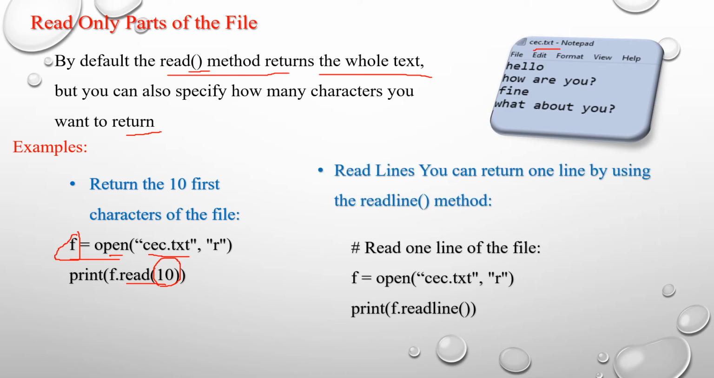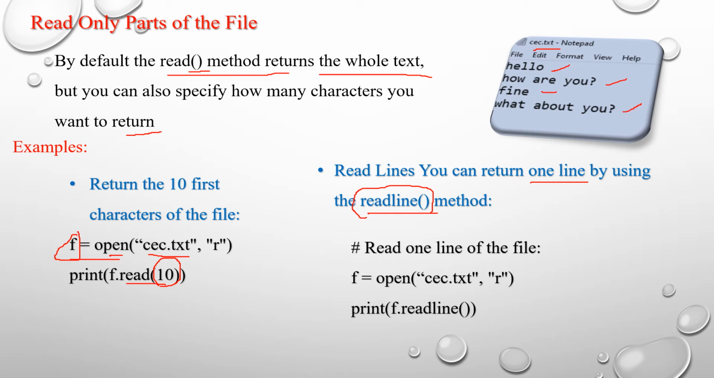With readline, you can return one line. Readline is another built-in function in files. It returns one line by using the readline method. By using this built-in function, we can print line by line. Here this is my file. Hello is the first line, this is the second line, fine is the third line, and this is the fourth line.